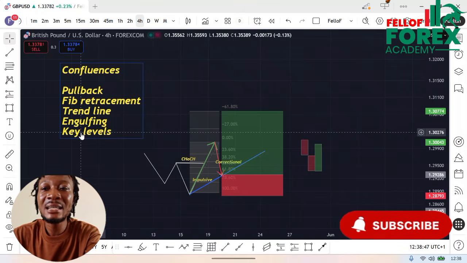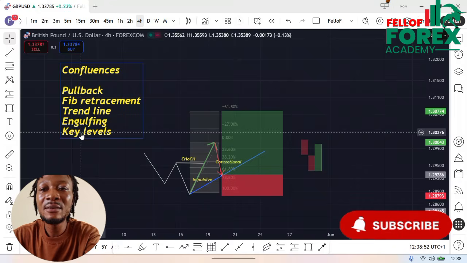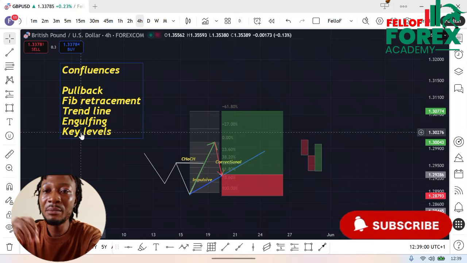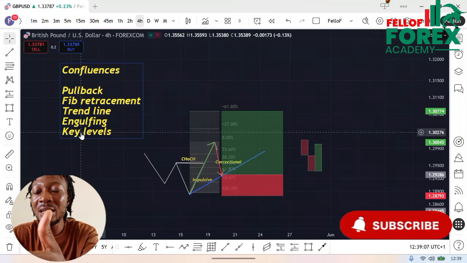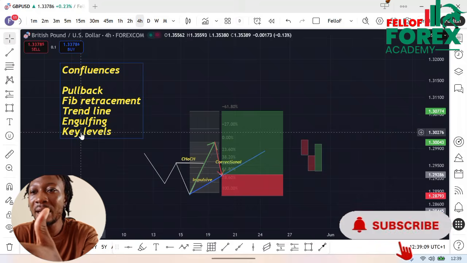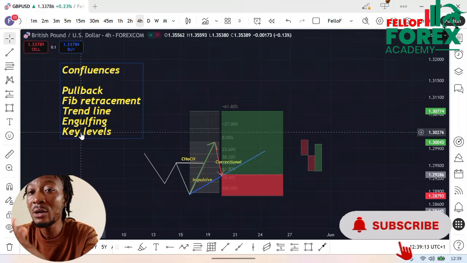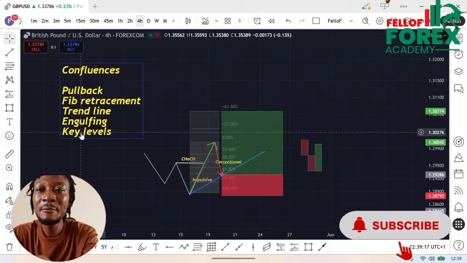Key levels also act as support and resistance levels, because those key levels are levels where price always reacts from most of the times. When price gets to that level, it bounces off. If it's below, it bounces and goes down. If it's above, it bounces and goes up. So if a key level matches with your pullback, engulfing, and all the rest, those are good confluences. So what are confluences? These are confirmations that give you the opportunity to take a trade.